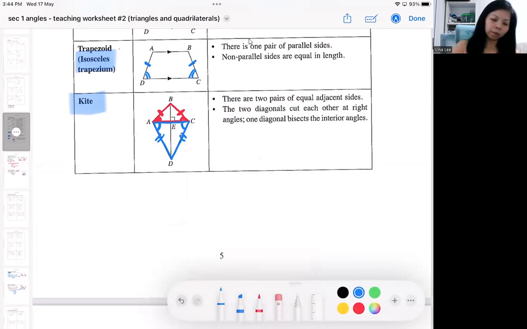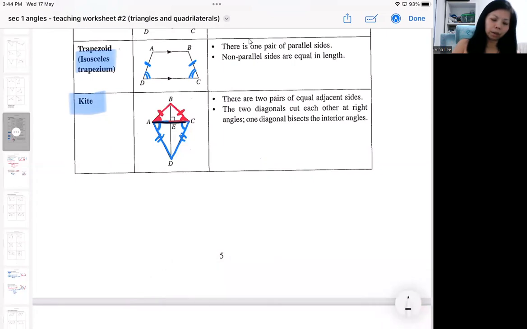Also something special about the kite will be the diagonal. There is a 90 degree angle in the diagonal where the cross happens, and these two lengths are the same. The other two lengths are not the same. So the diagonals have a 90 degree angle, and the 90 degree is very important.